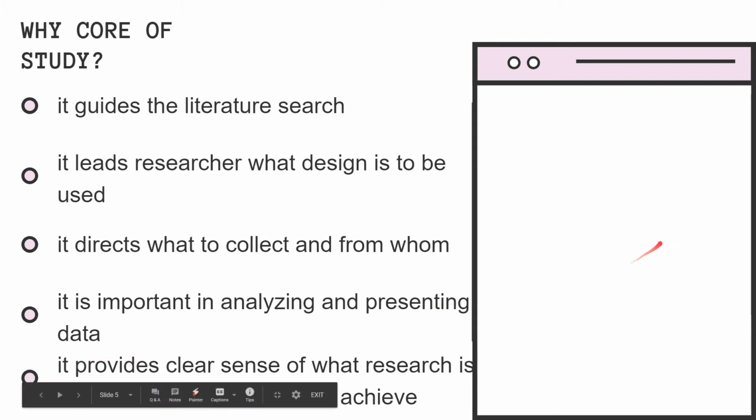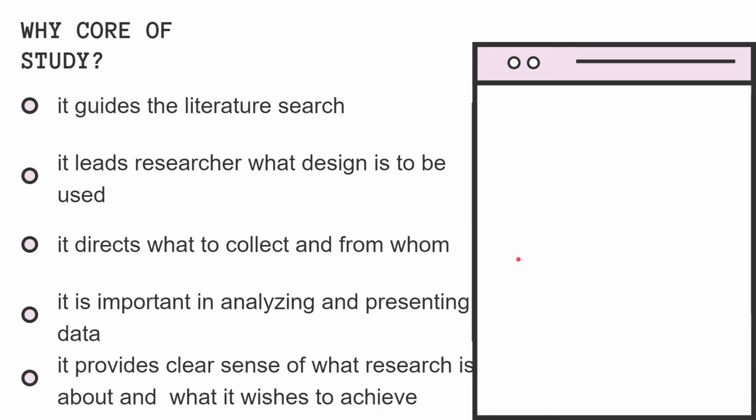And last, it provides a clear sense of what the research is and what it wishes to achieve. So in many ways, the research question is very much the essence of the research, in a way that it gives the research clarity, and it tells us what the research wants to achieve. Okay, so those are the reasons why the research questions are the core of the study.